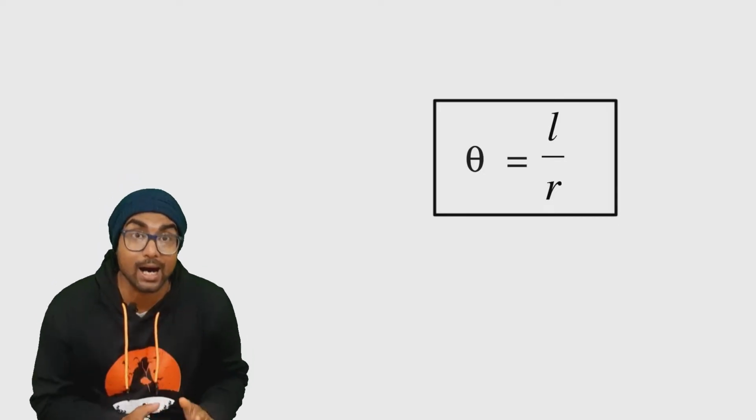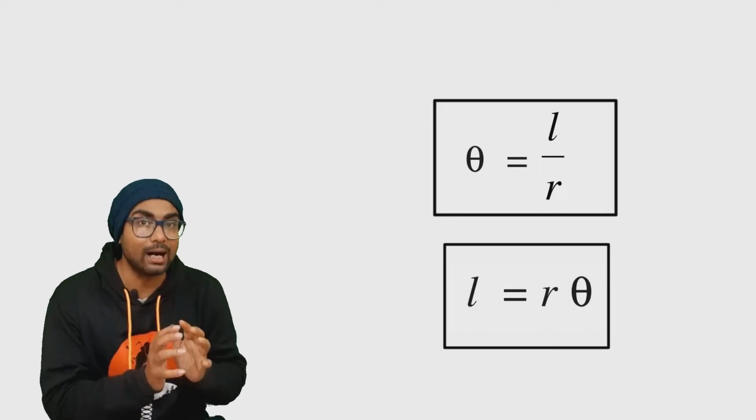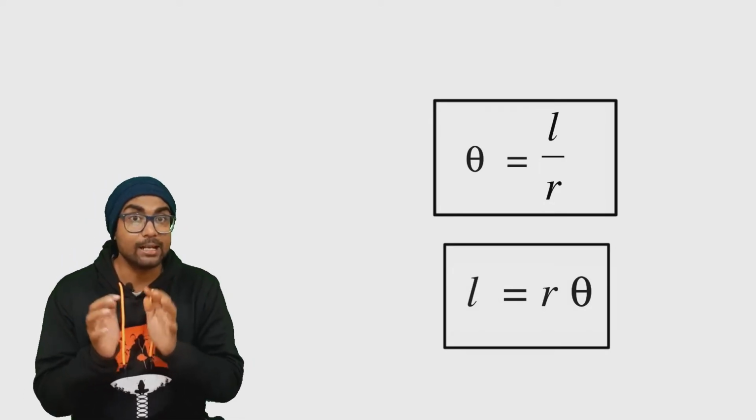So theta is equal to L by R. So you can write L as R into theta. R and theta will get multiplied.